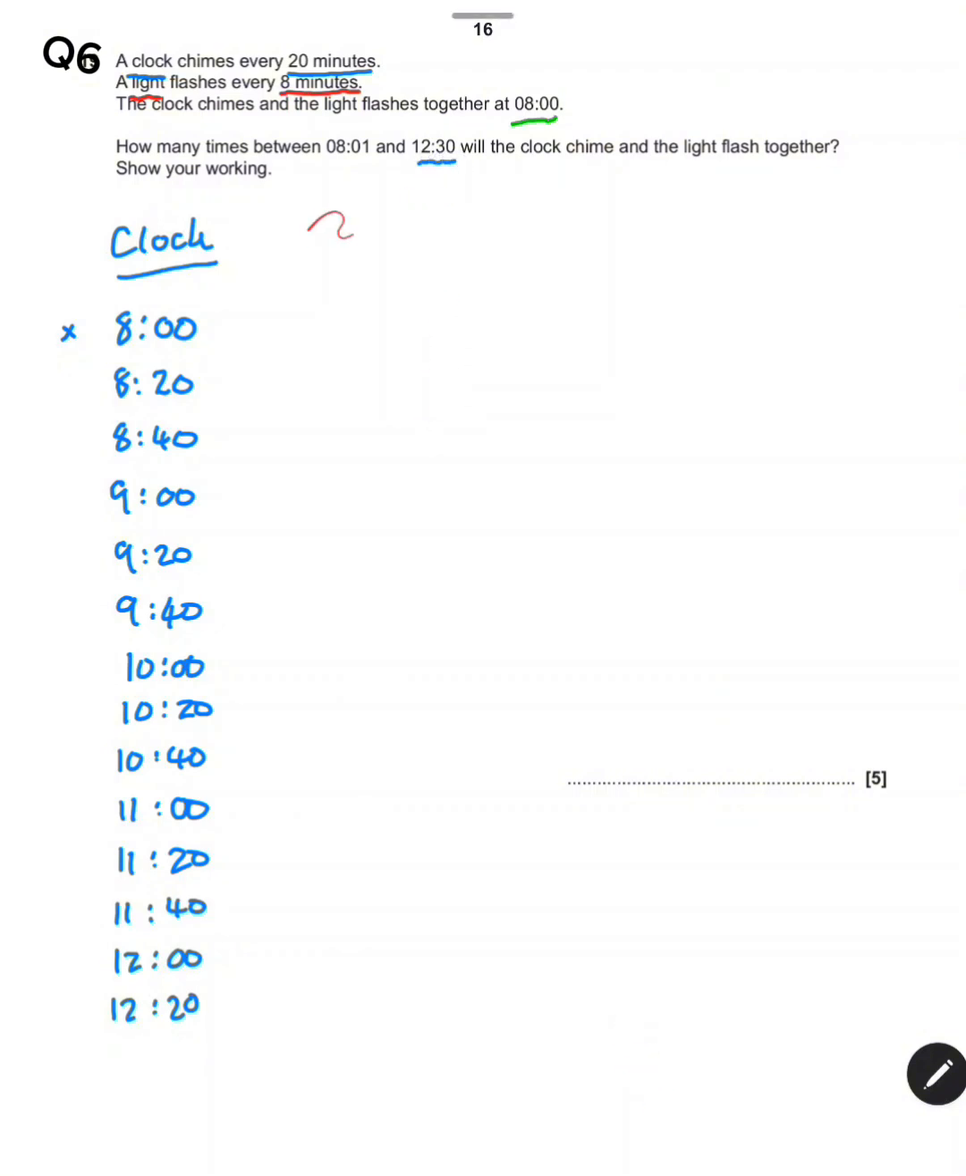Now I'm going to look at the light. Again, I'm just going to start listing times. Remember, we already know that they've flashed at 8 o'clock, so I'm not interested in this one because I'm actually starting at 8:01. So I'm just going to start adding on 8 minutes here.